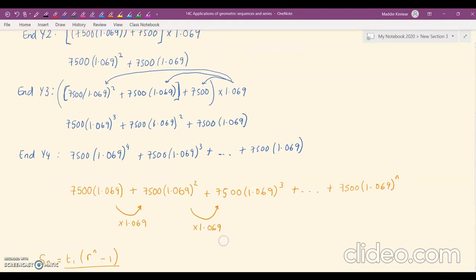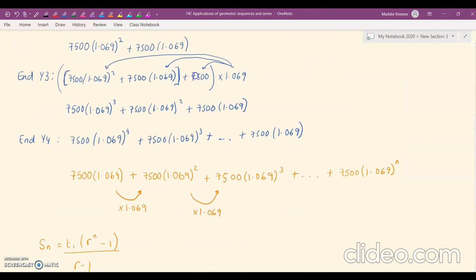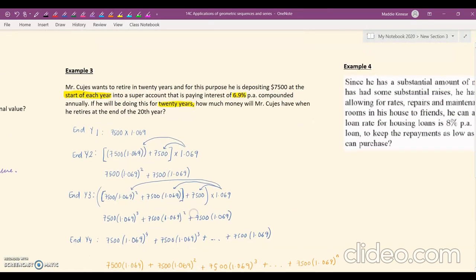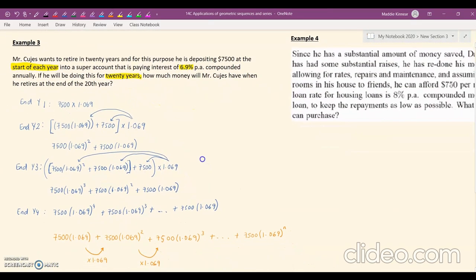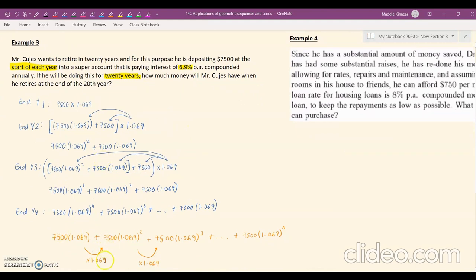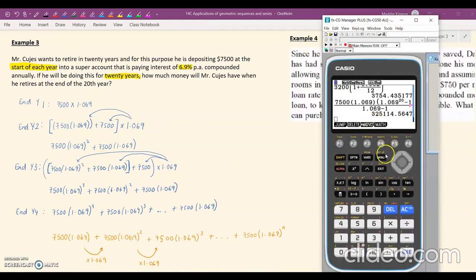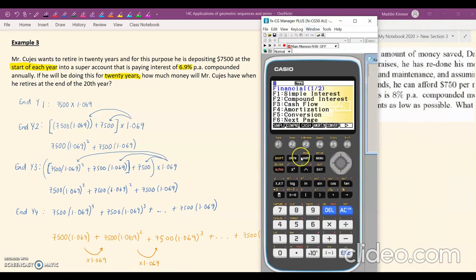And doing it this way is a fairly laborious process. It takes quite a long time, and luckily enough, your calculator will do this on that financial mode fairly quickly. So let's have a little check to see how we get there. If we go to our financial mode, we go to F2 still. We're always going to be working through F2.